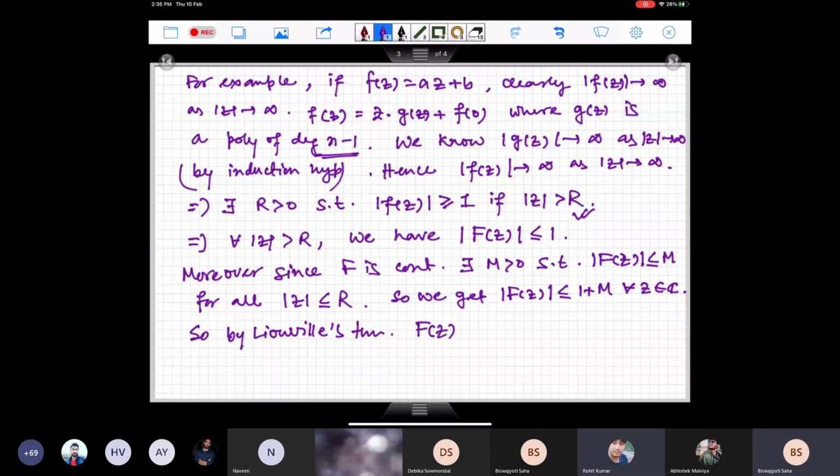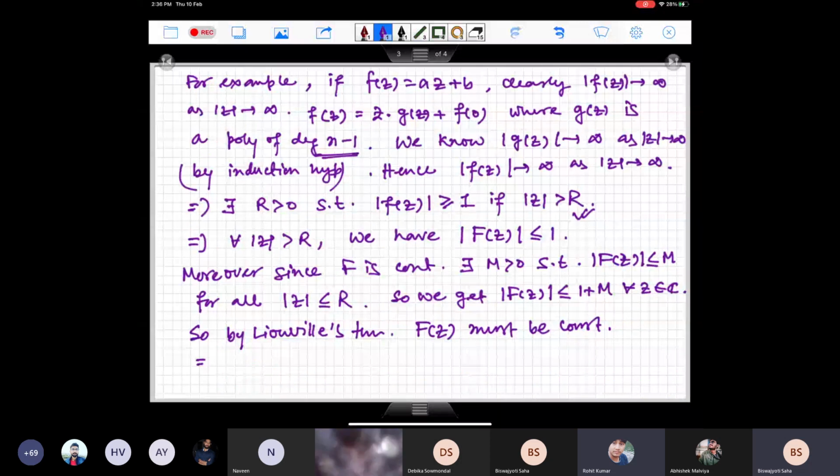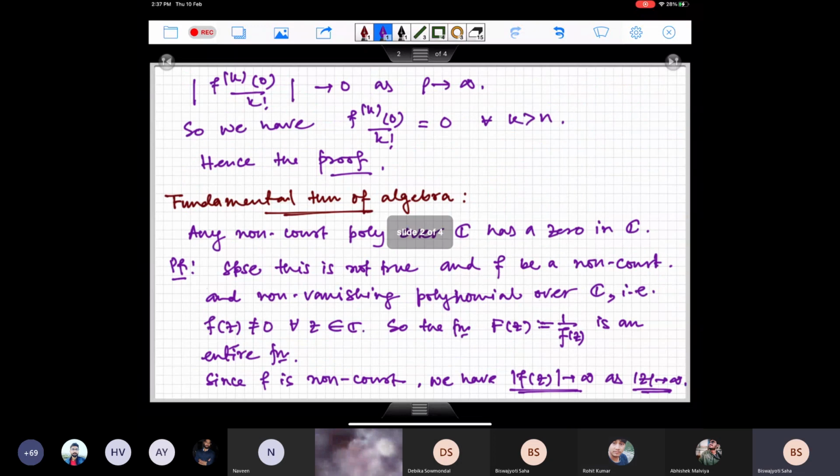Capital F of z must be constant. And if capital F of z is constant, which is just the reciprocal 1 upon f of z, this implies f of z must be constant. And this is a contradiction. We got the contradiction because we started by saying little f is non-vanishing, so that must not be true. Therefore, every non-constant polynomial must have a 0. Clear to all of you?